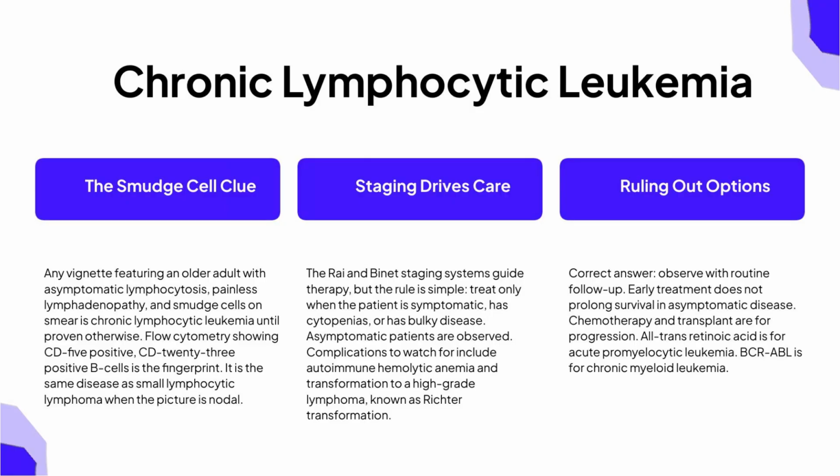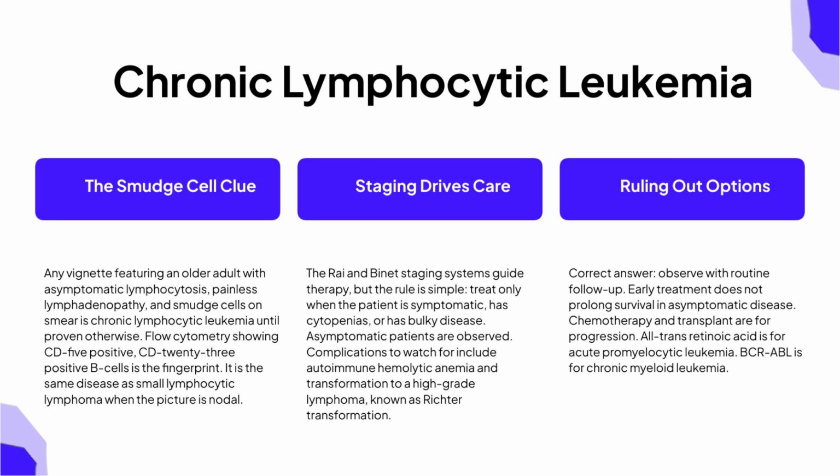This is chronic lymphocytic leukemia, the most common leukemia in older adults. The correct answer is observation with routine follow-up. Early treatment does not prolong survival when the patient is asymptomatic. Treatment is reserved for symptomatic disease, cytopenias, or bulky adenopathy, staged using the Rai or Binet systems. Watch for autoimmune hemolytic anemia as a complication, and for transformation into a high-grade lymphoma called Richter transformation.